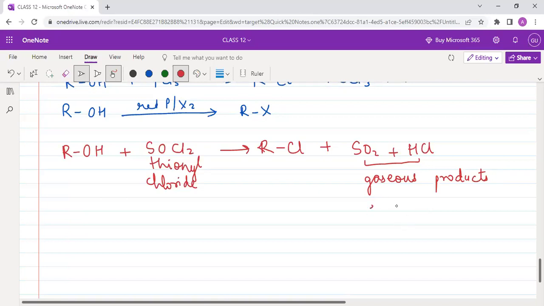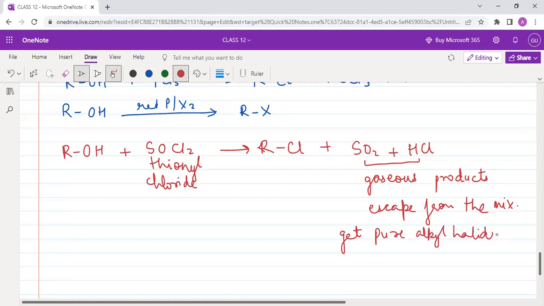And you know that gases can escape from the mixture, right? So they'll escape from the mixture and we'll get pure alkyl halide. This reaction is preferred because alkyl halide is formed along with SO2 and HCl, and both are gaseous products, so they'll escape from the mixture and it will give pure alkyl halide. So this one is very important, remember this. These were the preparation methods of haloalkanes from alcohols.